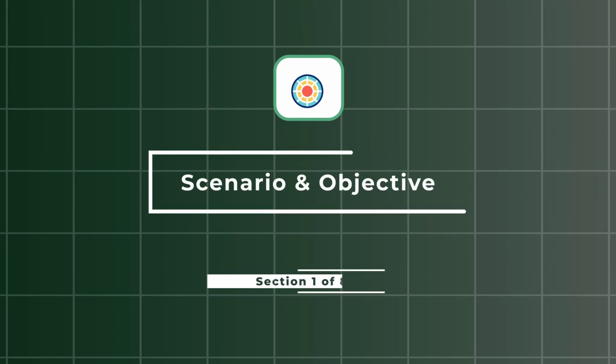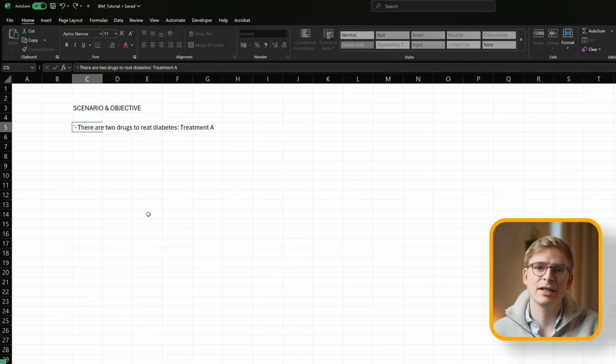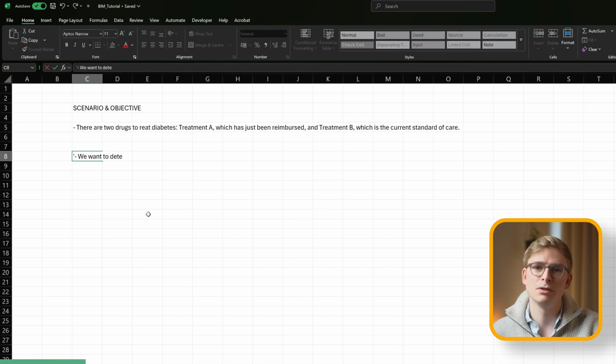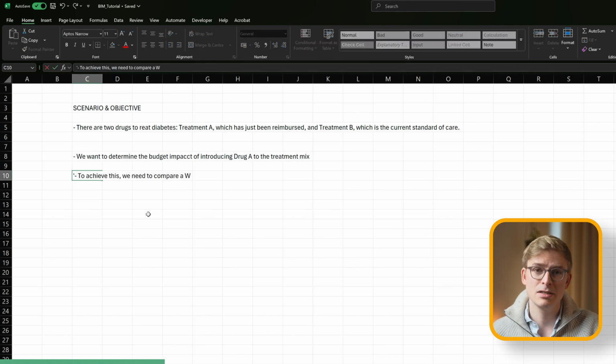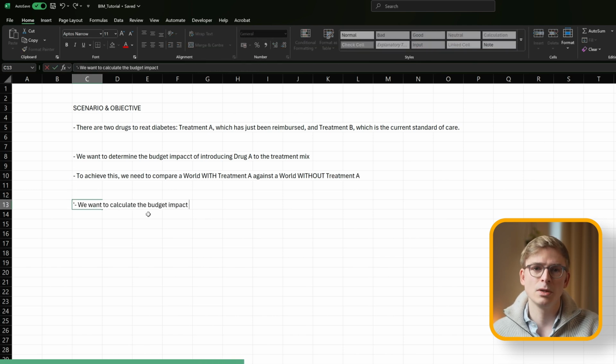Let's begin with our scenario and the objective of this model. For today, I'm going to focus on a second-line therapy for type 2 diabetes, whereby I'm assuming that there are two drugs available for this line of treatment. Treatment A is the new option for patients with second-line type 2 diabetes, and it has just been reimbursed. Treatment B is the long-established standard of care, which will be displaced by treatment A over time.